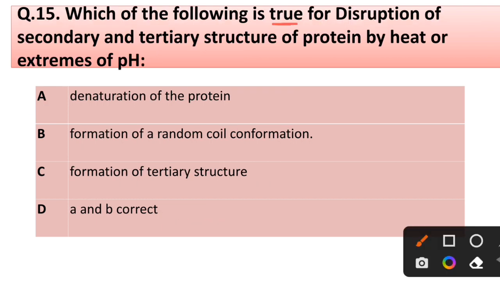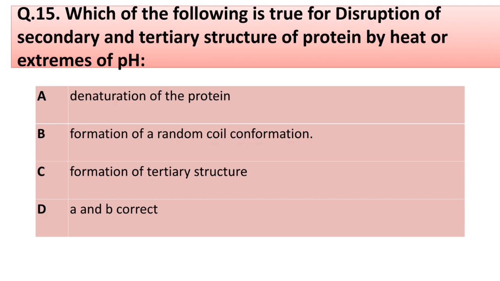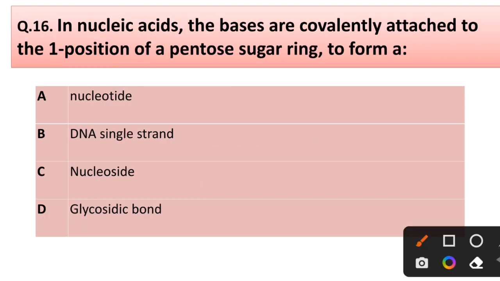Question number 50. Which of the following is true for disruption of secondary and tertiary structure of protein by heat or extremes of pH? Denaturation of the protein, formation of random coil conformation of tertiary structure. A and B correct. Answer is option D, A and B correct. Denaturation of protein and formation of random coil conformation.